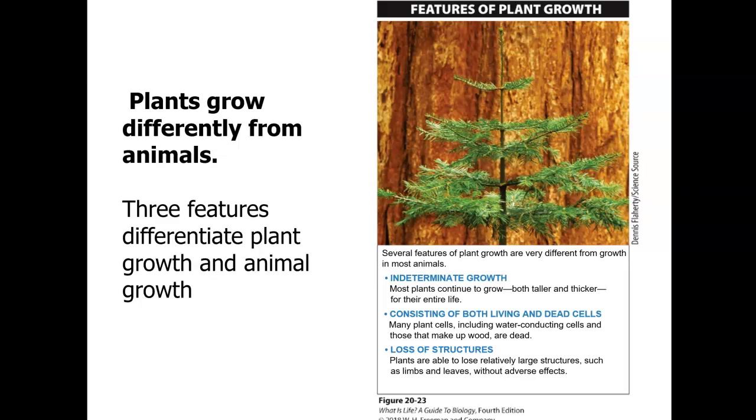Plants are going to grow differently from animals, and there's going to be 3 features that show that their growth is going to be different. First, we have what's referred to as indeterminate growth. With indeterminate growth, it's going to continue to grow taller and thicker for its entire life. Next, you have plants that consist of both living and dead cells. So many of the cells, including water-conducting cells and those that make up the wood, are actually going to be dead and not living cells. And then the plants also can lose certain structures, and so the ability to lose relatively large structures such as limbs and leaves without any adverse effects. And so you might see them doing this if they go dormant during the wintertime.